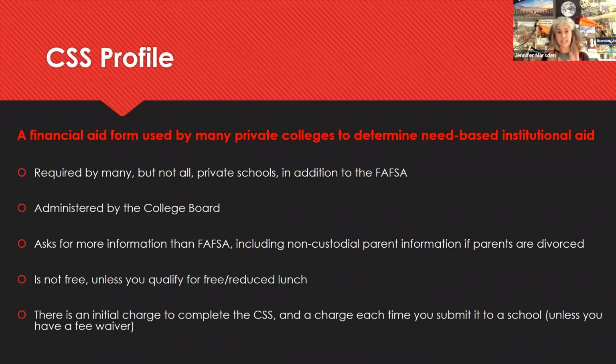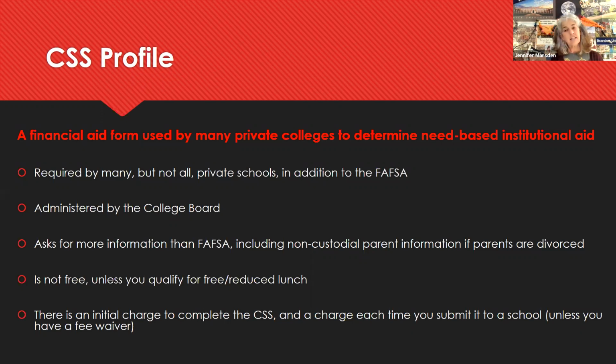Okay, and last up, the CSS profile. So that's the other financial aid application that some private schools ask for in addition to the FAFSA. It's not free. It's housed by the College Board, SATs, AP exams. Nothing's free when you go to the College Board unless you qualify for free or reduced lunch, which if your student does, great. If they haven't already gotten a fee waiver to take the SAT, have them come see me or Karen Baratz, our office secretary, and get a fee waiver so they don't have to pay to complete the CSS profile and then pay again every time they send it to a school they're applying to.